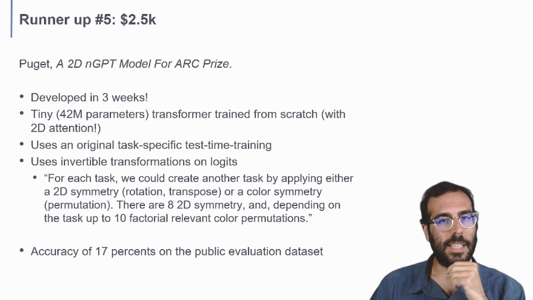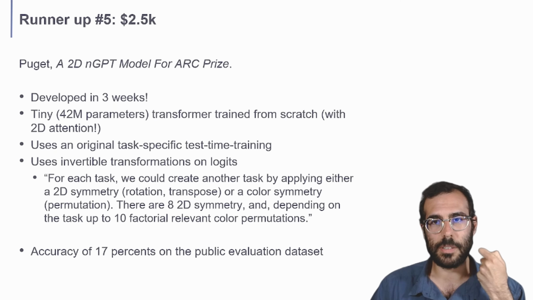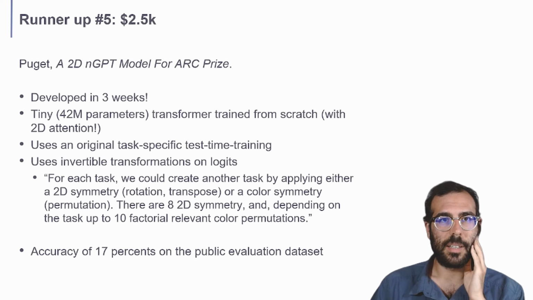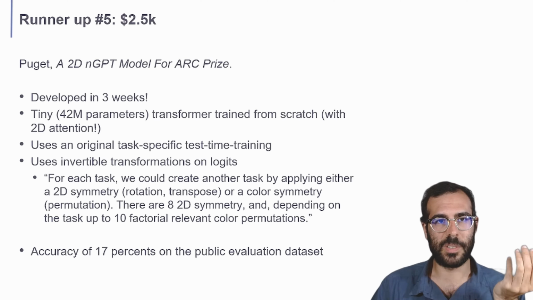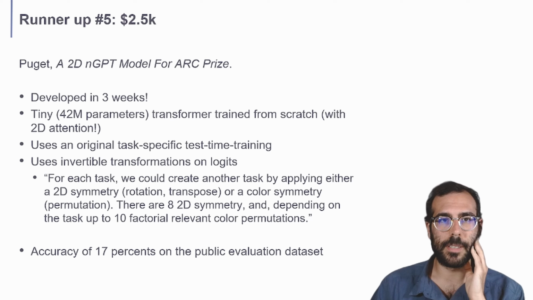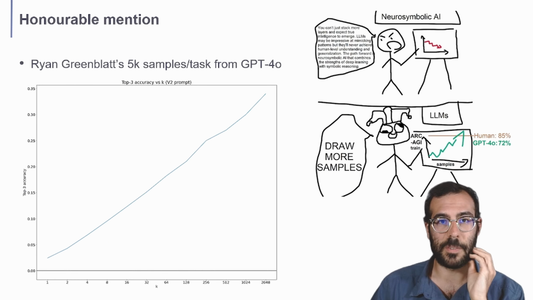So you have an accuracy of 17% on the public evaluation dataset. So not necessarily a very high accuracy compared to the other tasks, but compared to other approaches, this was impressive given that this is a really small transformer model.